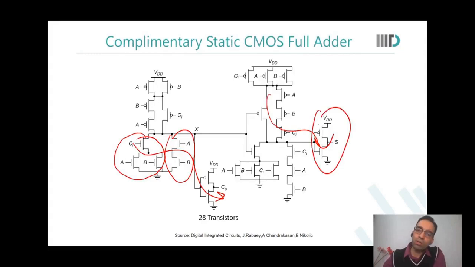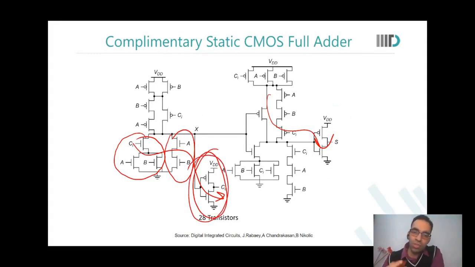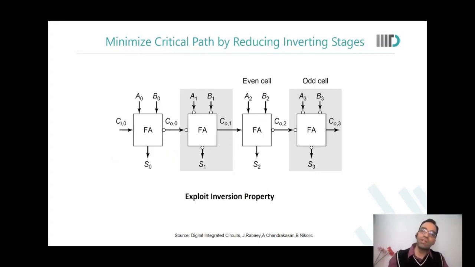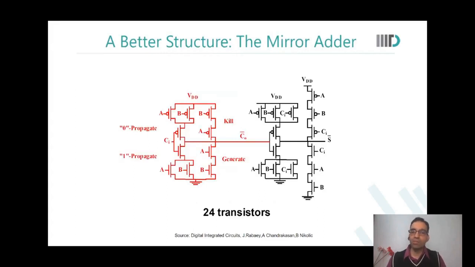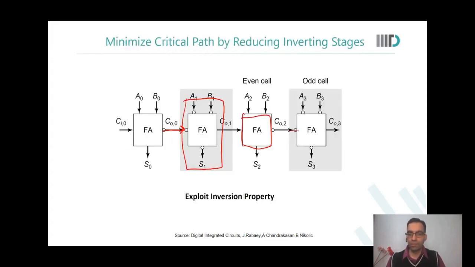By using this inversion property, I will at least not use this inverter. This one we may have to use, but at least the inverter to generate C out, I can avoid using that, and I would have C out going directly to the inverted full adder. The next one I will have a regular full adder and then again an inverted full adder. If you do it like this, the total number of transistors in your system reduces, because you don't need to put those additional inverters at the end of it.